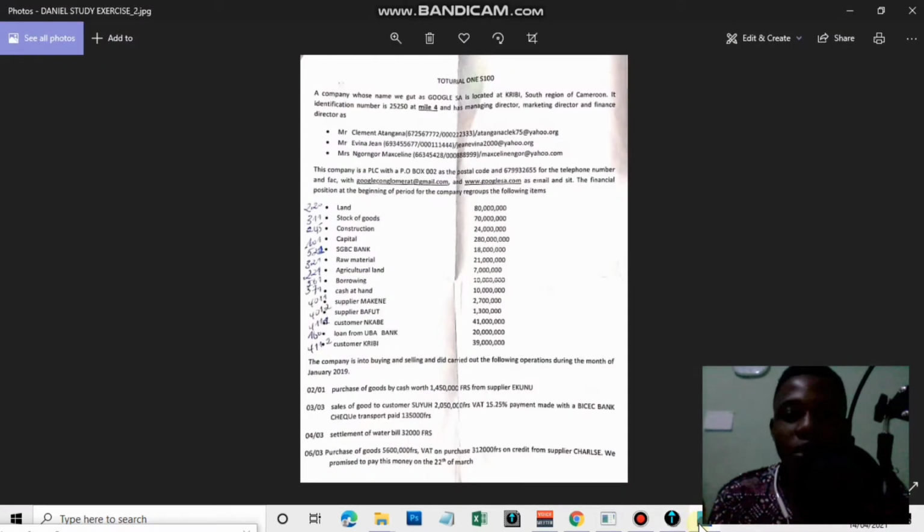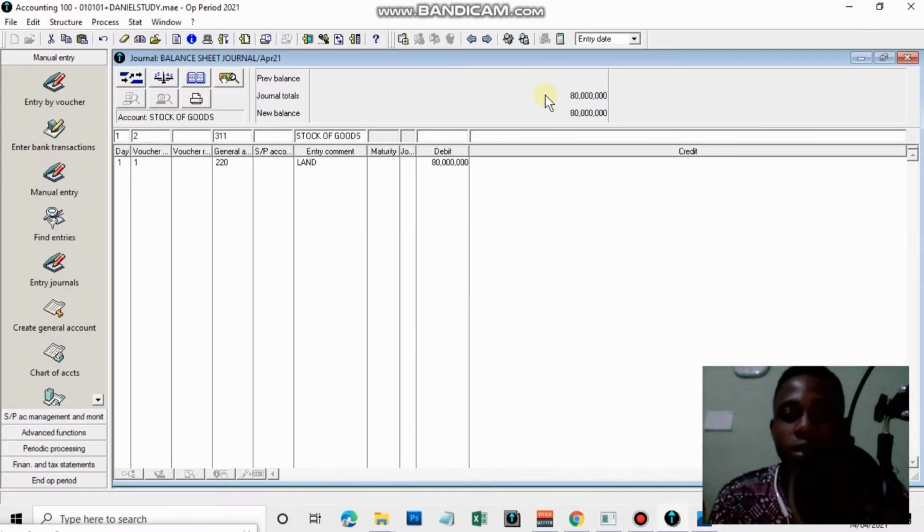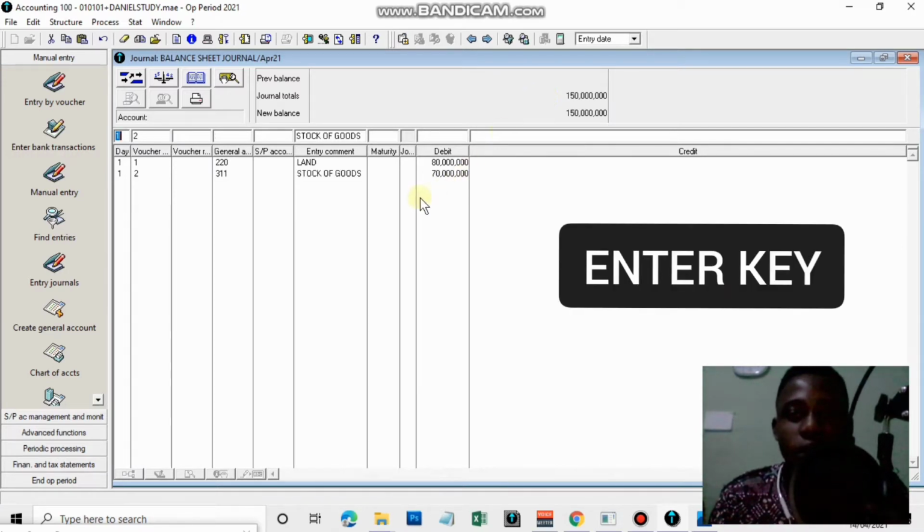How much is the amount? 70 million. We're going to write here 70 million. After writing 70 million, we press the enter key. It's just going to directly record it.